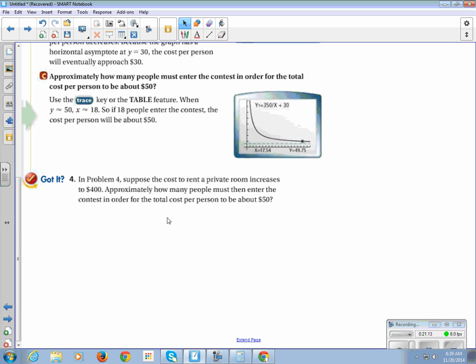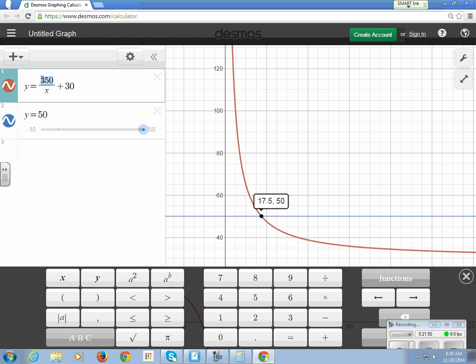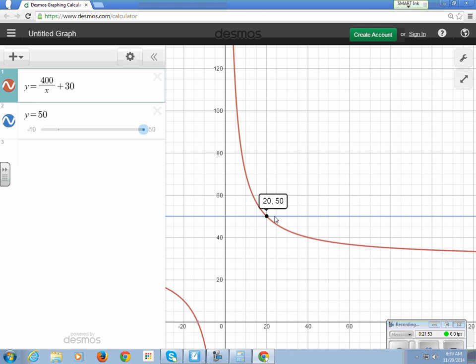All right, so let's apply this on our own. In problem 4, suppose the cost to rent a private room increases to $400. Approximately how many people must enter the contest in order for the total cost per person to be about 50? So we're going to change our equation. So let's write that down. Instead of 350, we're going to have 400. And then when we do that on our graphing calculator, we just change this value to 400.